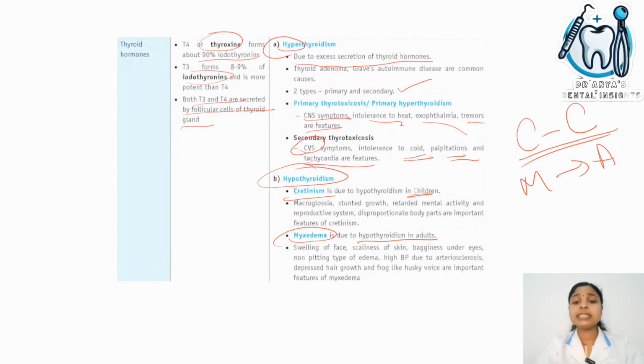There is swelling of the face, scaliness of skin, bagginess under the eyes, non-pitting type of edema, high BP due to arteriosclerosis, depressed hair growth, and a frog-like husky voice. These are important features of myxedema.